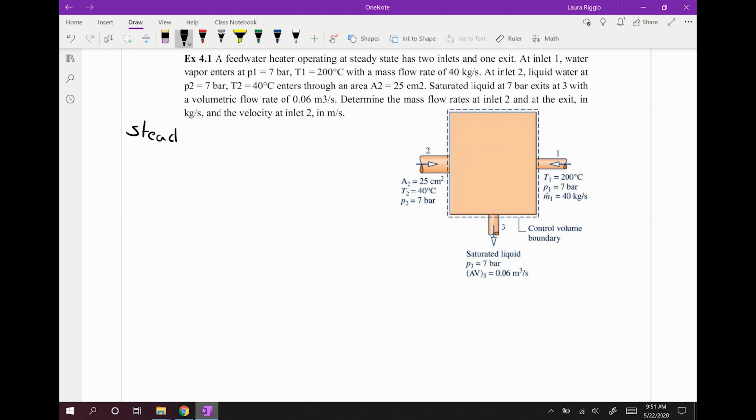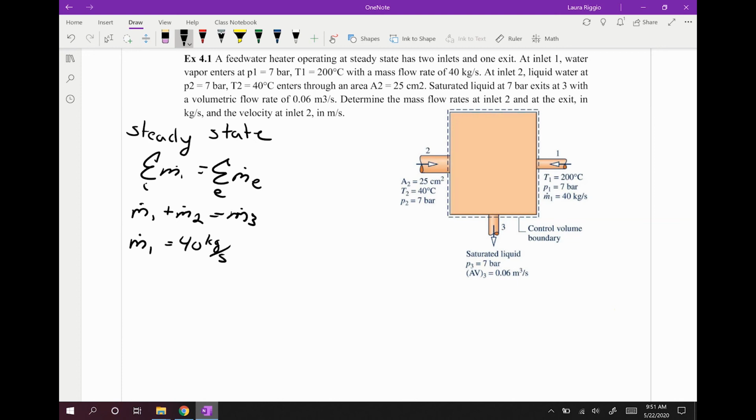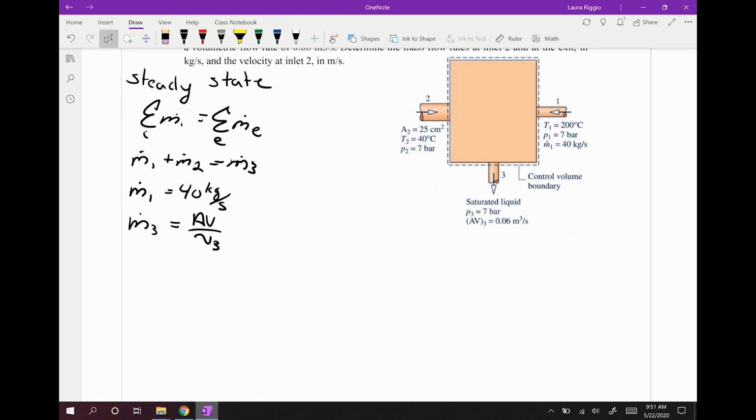So it's steady state. What comes in has to equal what goes out, which means that our mass flow rate at 1 plus our mass flow rate at 2 has to equal our mass flow rate at 3. We know our mass flow rate at 1. It's given as 40 kilograms per second. Our mass flow rate at 3 is going to be our volumetric flow rate divided by our specific volume. We are given our volumetric flow rate. We just need to figure out our specific volume.